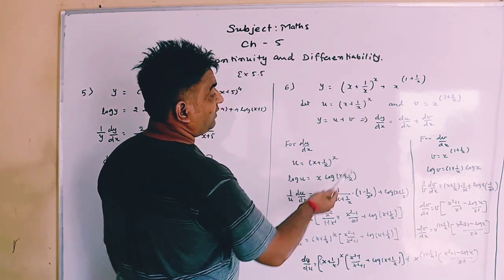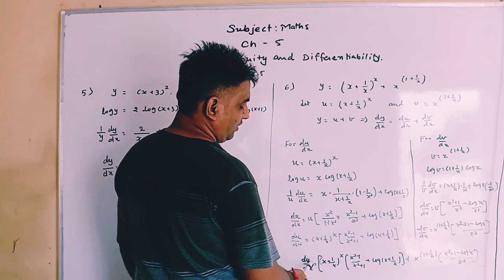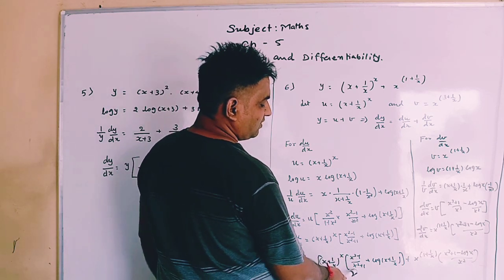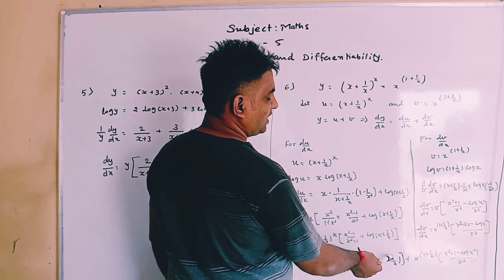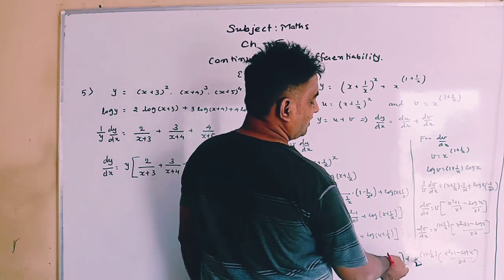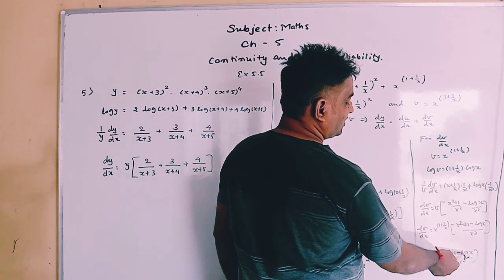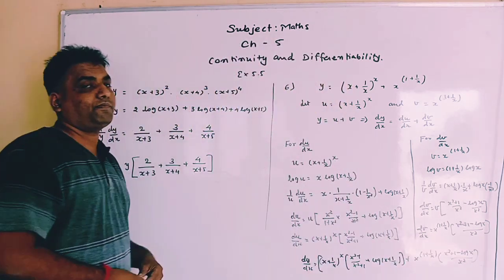Now both the answers we write in the addition format, then we have the final answer: x plus 1 by x raised to x, x square minus 1 upon x square plus 1 plus log x plus 1 by x, plus x raised to 1 plus 1 by x, x square plus 1 minus log x by x square.